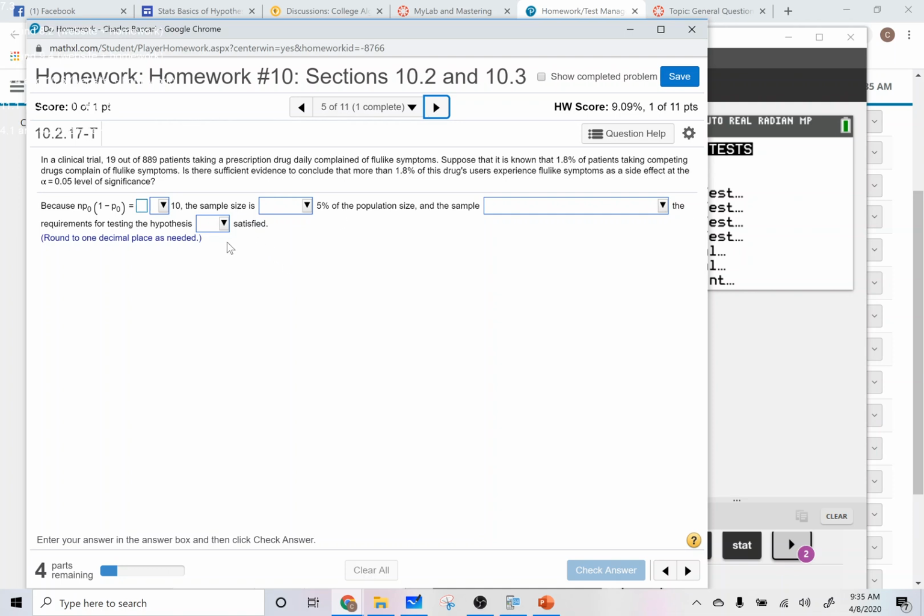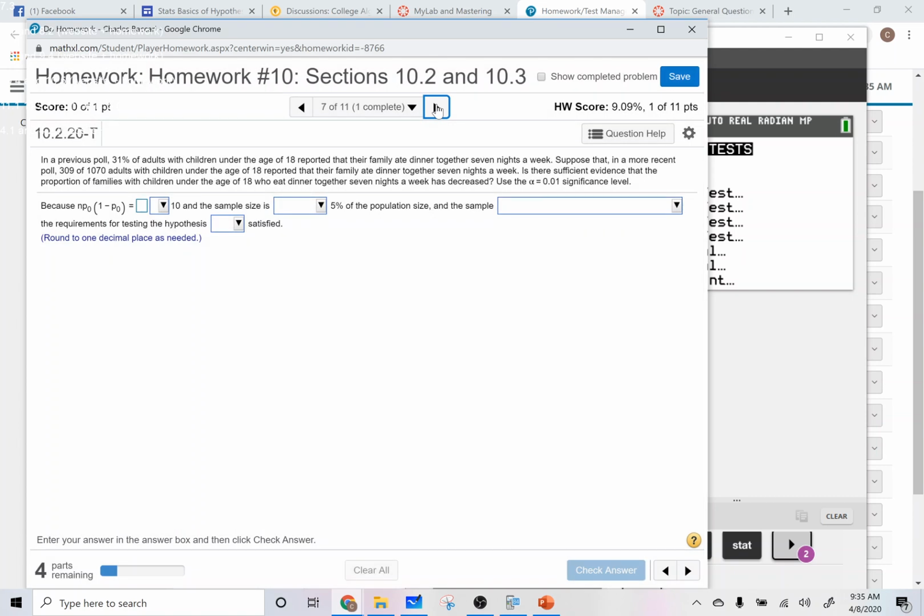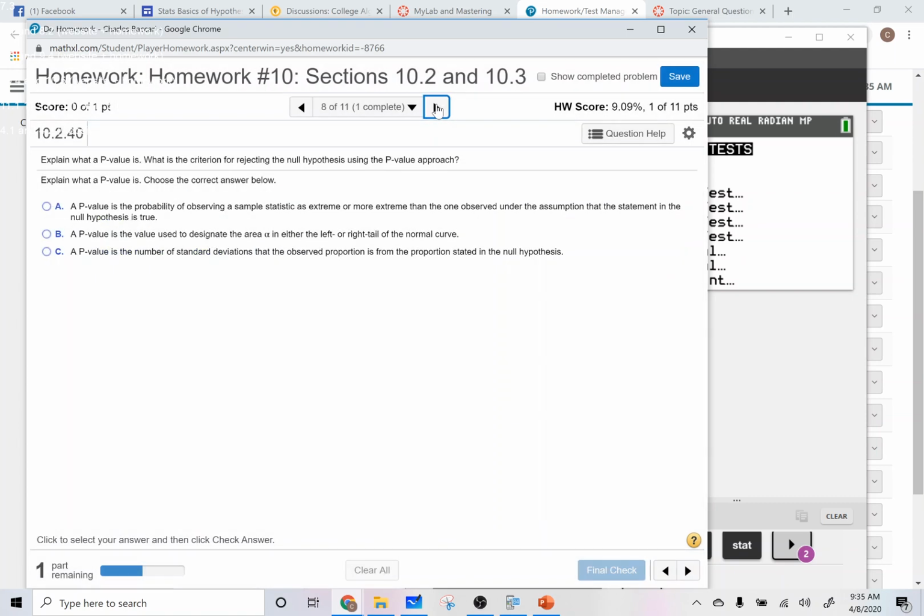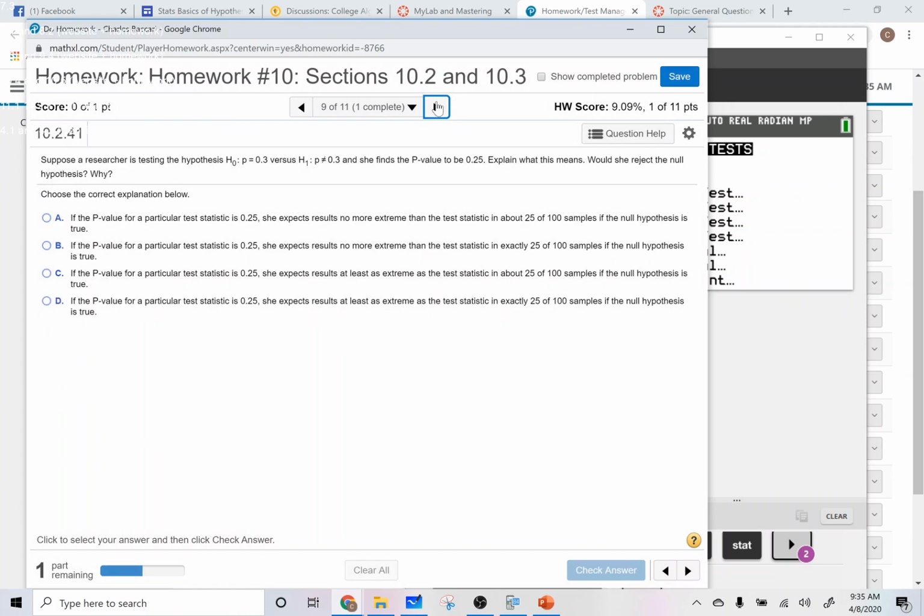So you can go through this. That was in the PowerPoint. It's pretty self-explanatory. I hope you can figure that out. This one too. This one too. These are all proportion ones. Let's look for a mean one. Explain what a p-value is. What is the criteria for rejecting a null hypothesis? I've said that many times throughout the last video. So this one is probably, no, this is also a proportion.